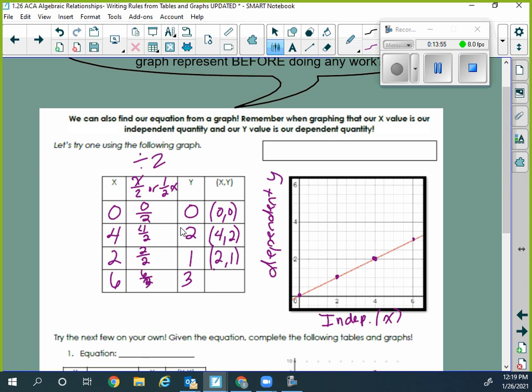So now that I've done all of that, up here I want to write my equation. y equals x over 2. Will that work? Or what else can I write? I even could write y equals 0.5x. Would that have worked as well? Would that be the same thing? Sure. All right.